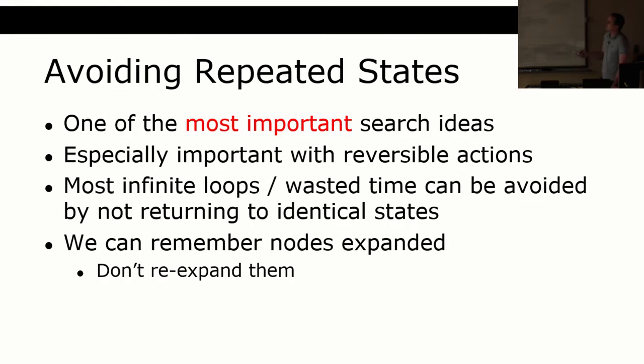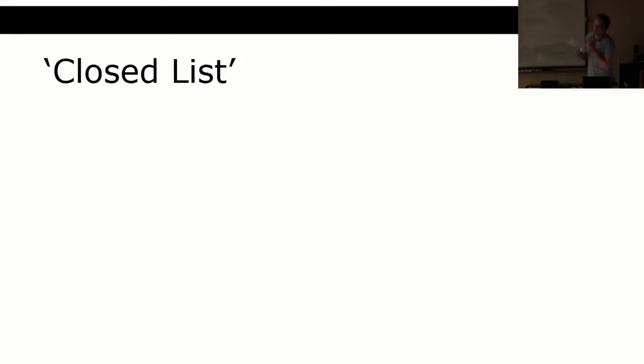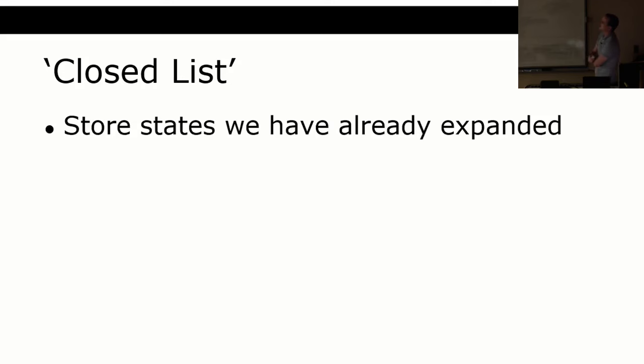So we can remember nodes that we have expanded and then not expand any other nodes that have the same states as those nodes. And this can lead to an exponential savings in the number of nodes generated. Saving exponentially is exactly what we want. And the way we're going to do this is implement something called the closed list. So the closed list is just a list of states that we've already expanded. That's it. We just keep track of all the nodes that we expand, and we write down the state of that node so that we know never to create another node with that state.